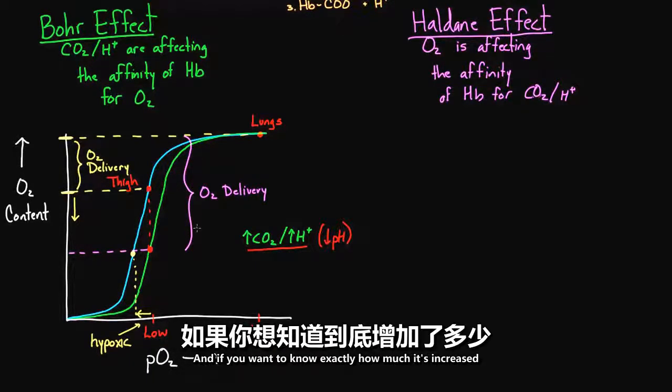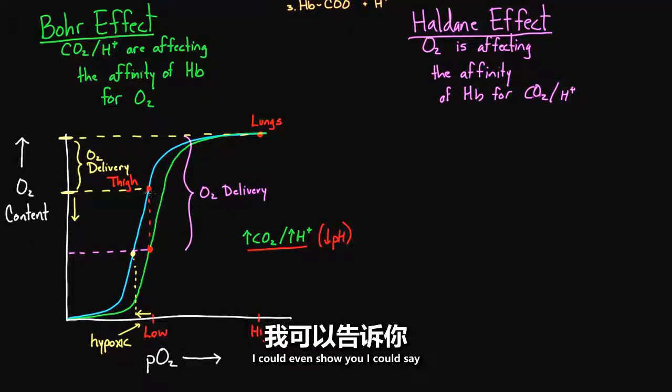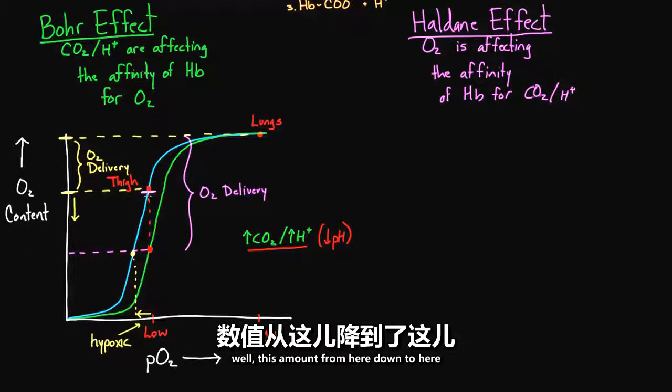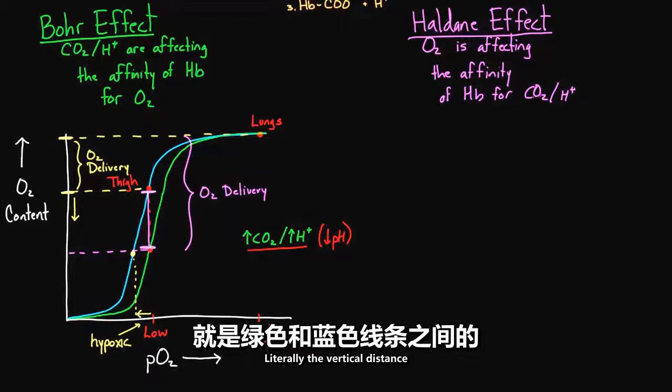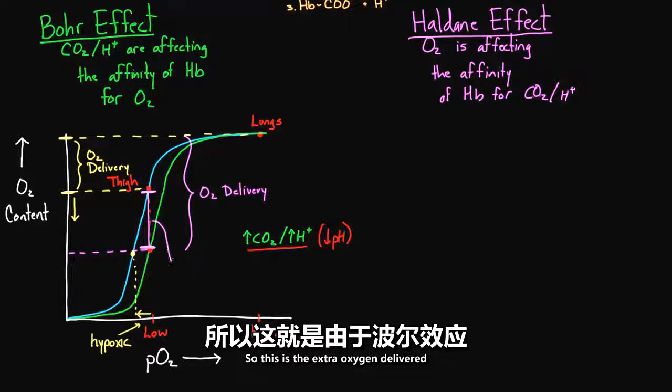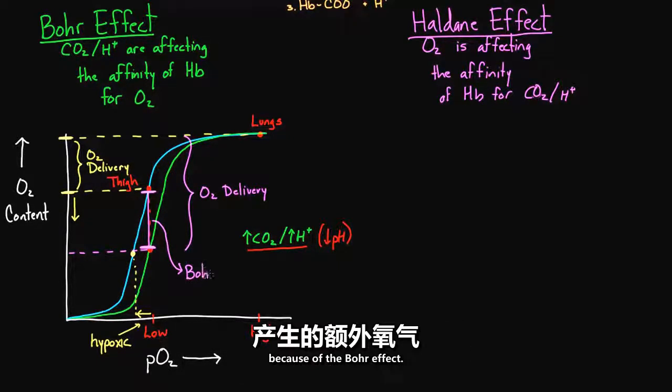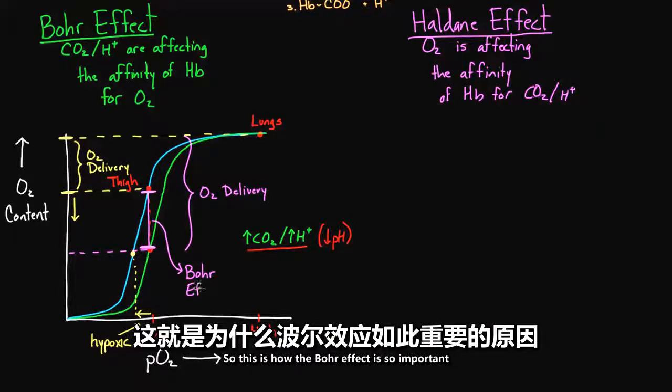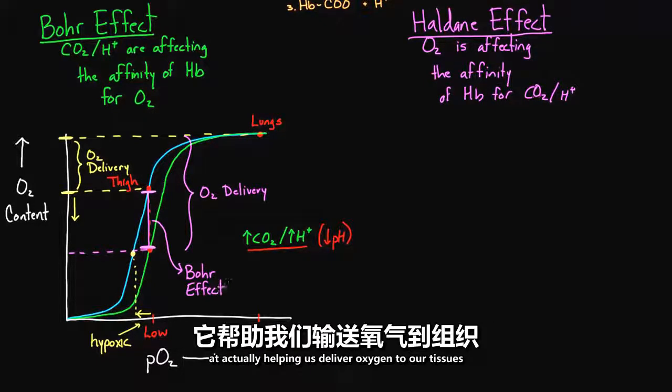And if you want to know exactly how much it's increased, I could even show you. I could say, well, this amount from here down to here, literally the vertical distance between the green and the blue lines. So this is the extra oxygen delivered because of the Bohr effect. So this is how the Bohr effect is so important at helping us deliver oxygen to our tissues.